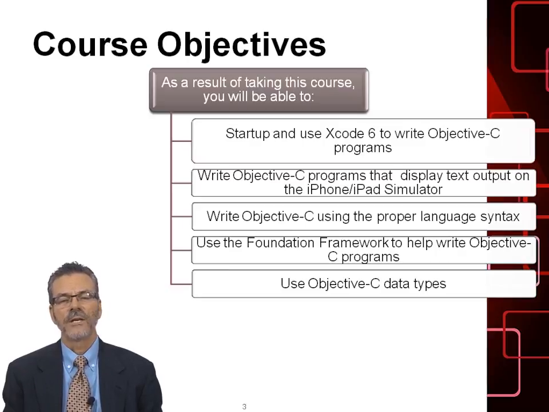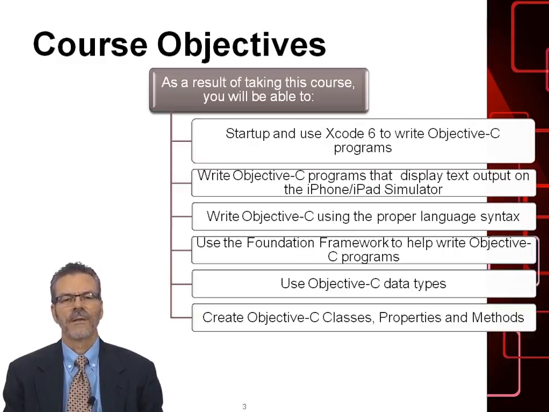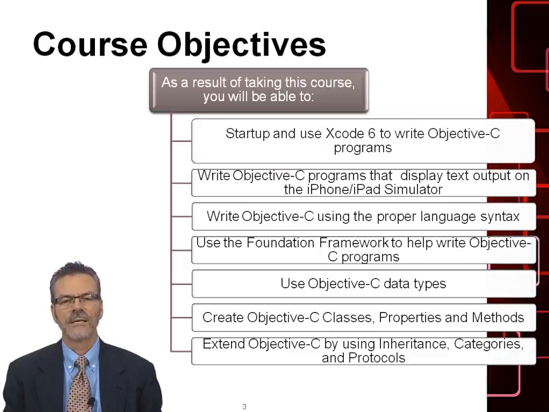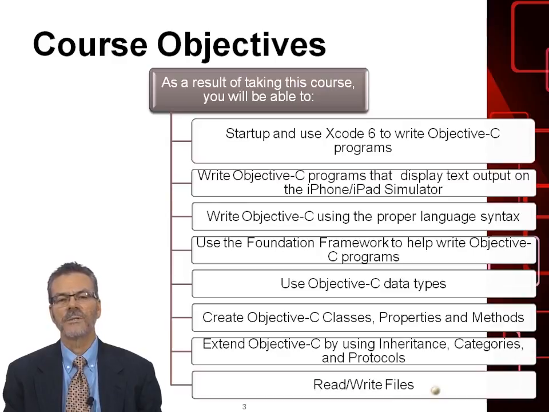We'll also learn how to use the Objective-C data types, both scalar types as well as more complex types such as classes. In fact, we will learn how you can create classes and create properties and methods on those classes. We'll learn how you can extend Objective-C, doing things like inheritance and categories and protocols. And also, we're going to learn how we can read and write files. So, a lot of information in this course.